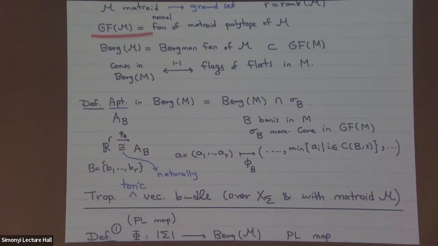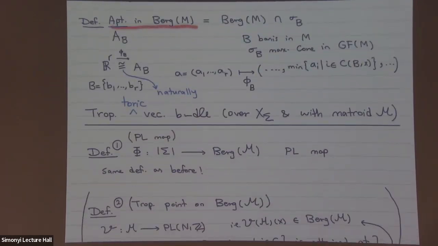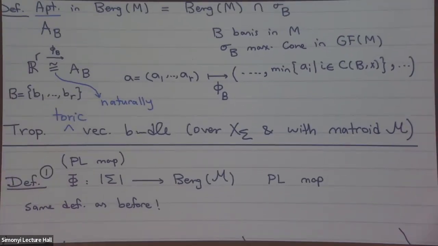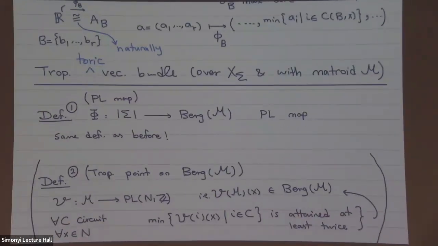So you have the Grosvenor fan and the Bergman fan, and then you can define an apartment in the Bergman fan as the intersection of the Bergman fan with a maximal cone in the Grosvenor fan. In exactly the same way, word by word as before, each apartment is a piecewise linear copy of R to the R. And then you can define a tropical toric vector bundle over a toric variety with a matroid n, which may not be representable, as such a piecewise linear map. It just means that every cone lands in an apartment, and it's a linear map from the cone to the apartment.